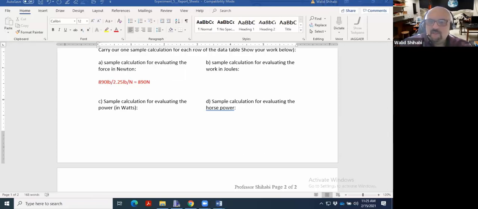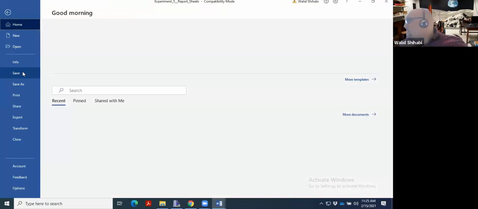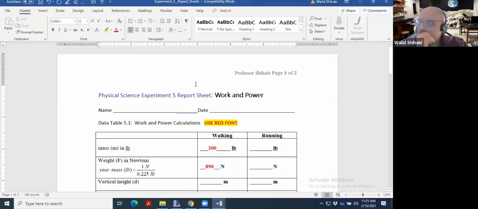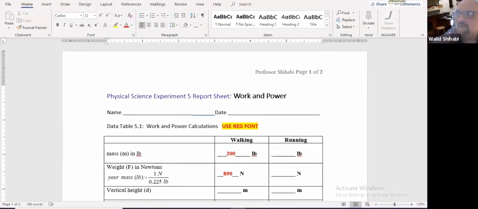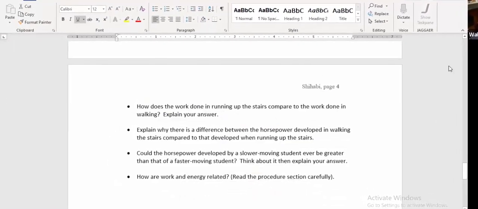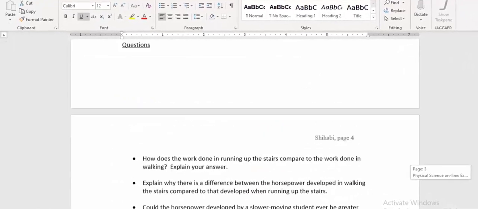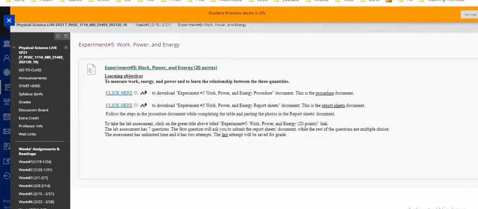After you complete the whole thing here, save it to your hard drive. Click File, and then click Save. Just make sure you save it with a name that you can identify, because I don't want you to attach or submit the wrong document, as what happened with a few of you during the first experiment. So I want you to make sure you submit the right thing.